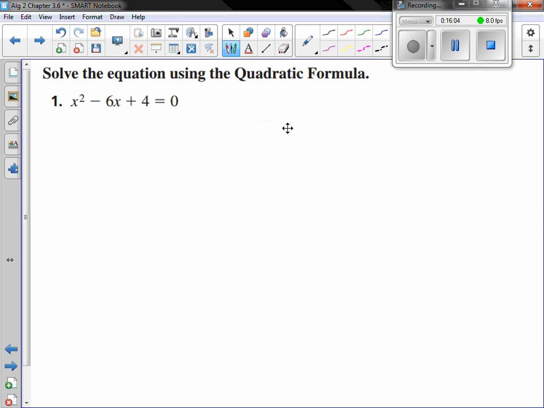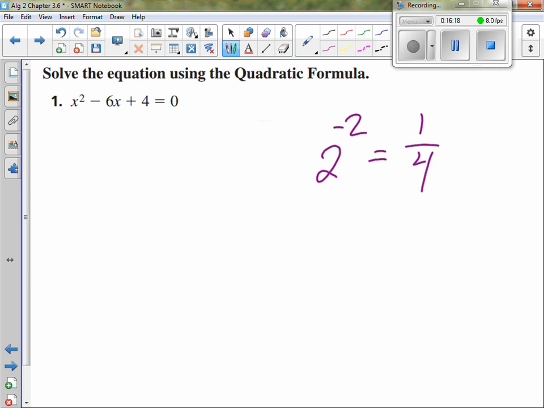Negative inside the square root? No, that's like negative 2 to the power of negative. If you can plug in the calculator, it'll do it. On these answers?